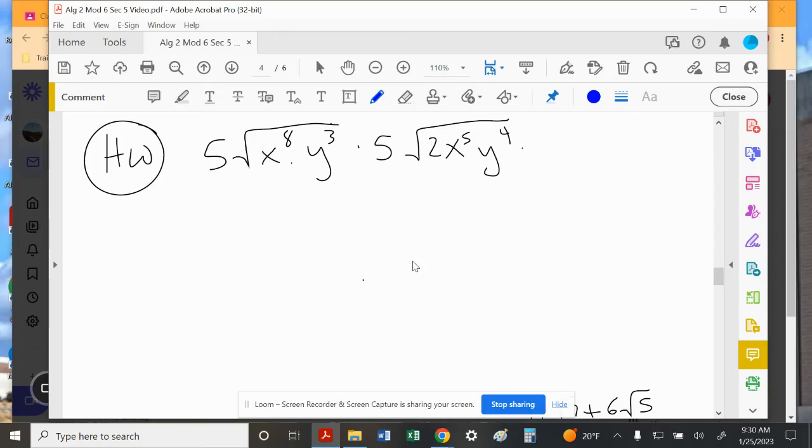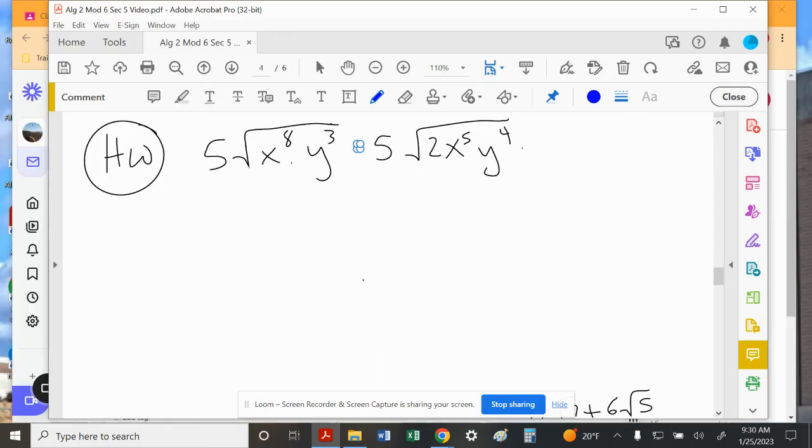Now let's get into some homework problems, and these are a little bit more involved. Notice that it's multiplying, so when we're multiplying, the only thing I have to worry about is it has to be the same radical, okay, which means it has to be square root or cube root or fourth root, but both of them have to be the exact same radical for me to be able to combine things inside of them. But on the outside, I can multiply two things.